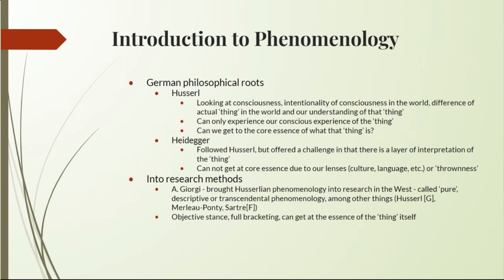Heidegger followed Husserl. He agreed with some of the things that he wrote about, but challenged some others as well. He says there's a layer of interpretation of anything that we want to study, and we can't really get at the core essence of anything due to our own lenses, the culture, our language, or the thrownness. And by thrownness, he's talking about how and where we're thrown into the world. What is our culture? What's our language? What's our environment?